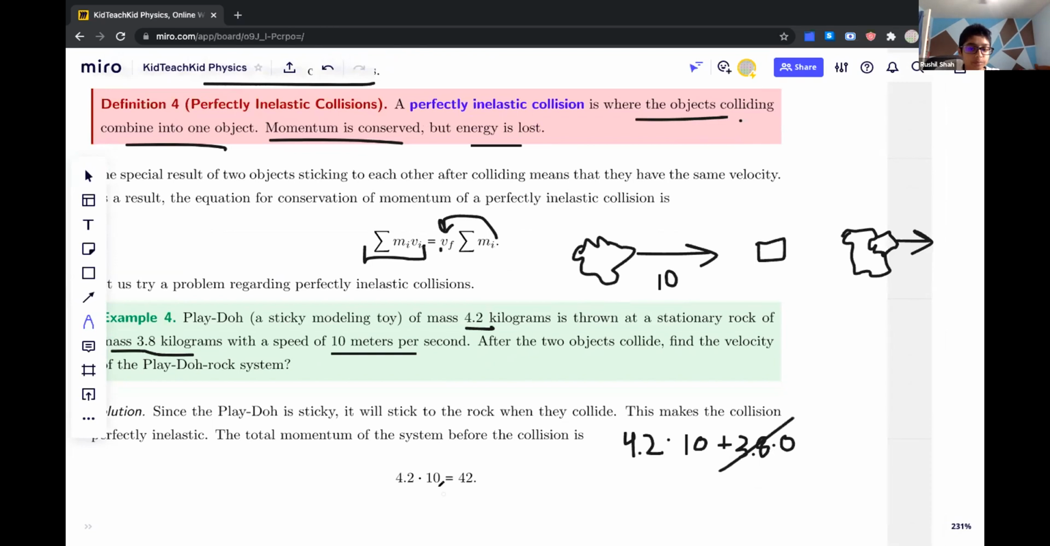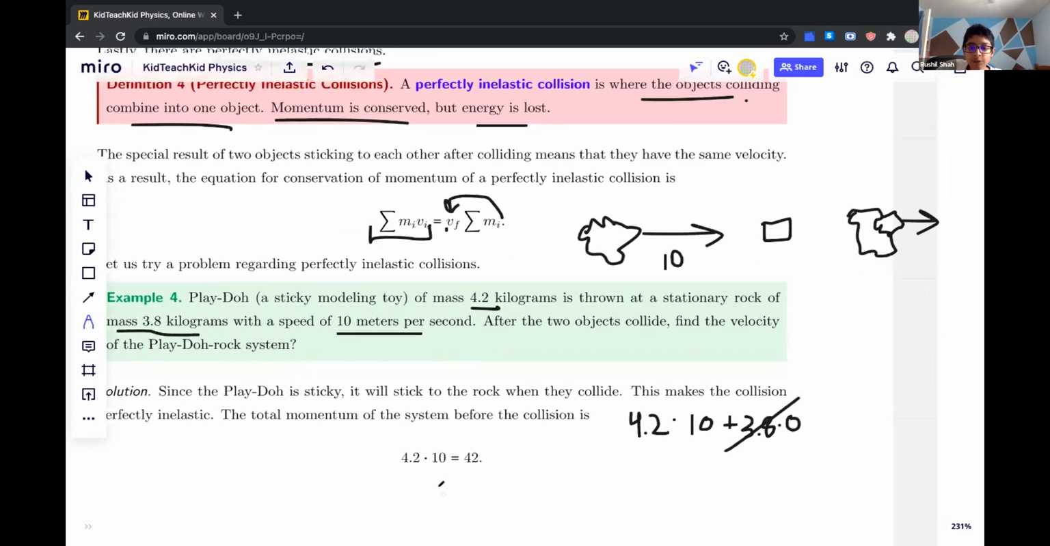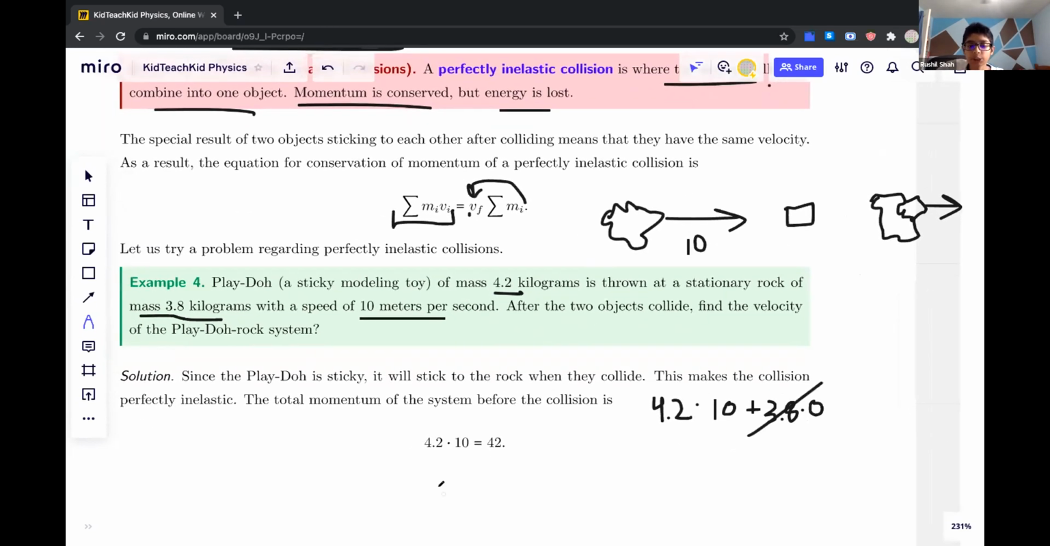per second. And we know after the collision, the momentum will be the velocity of the objects times the sum of their masses. And the sum of their masses will be 4.2, which is the mass of the Play-Doh, plus 3.8, which is the mass of the rock. I chose these numbers specifically so that we would get an integer answer. So 4.2 plus 3.8 is 8. So we get the final momentum as 8v.